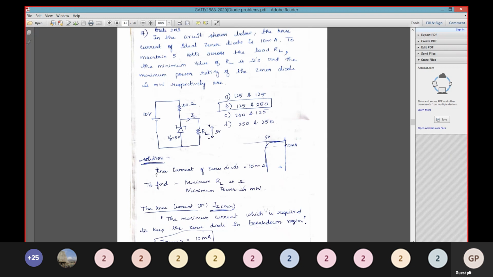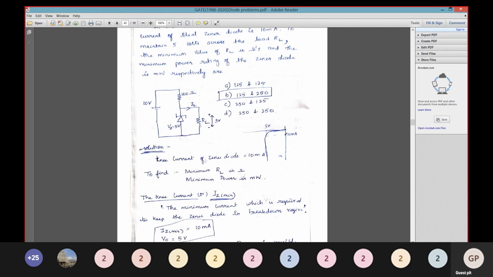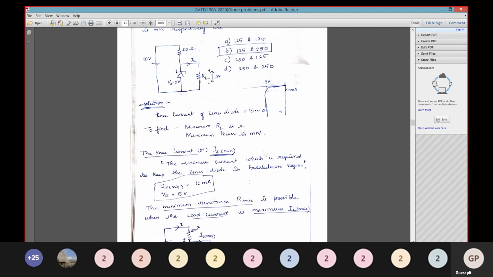The knee current of the Zener diode is given as 10 milliampere. So what I told you, knee current is the minimum current needed to keep your diode in operation. That is your knee current, 10 milliampere. So we need to find the maximum load resistance in ohm and the minimum power in milliwatt.